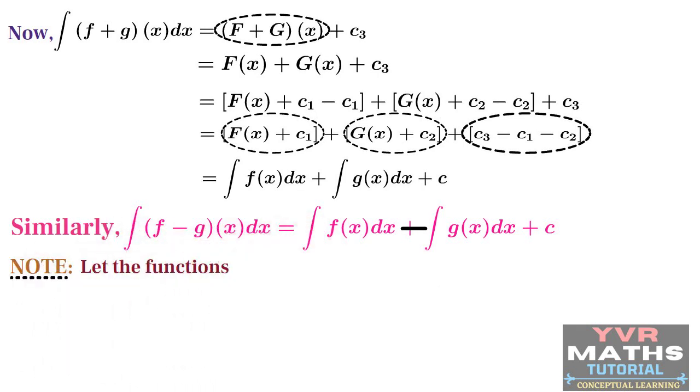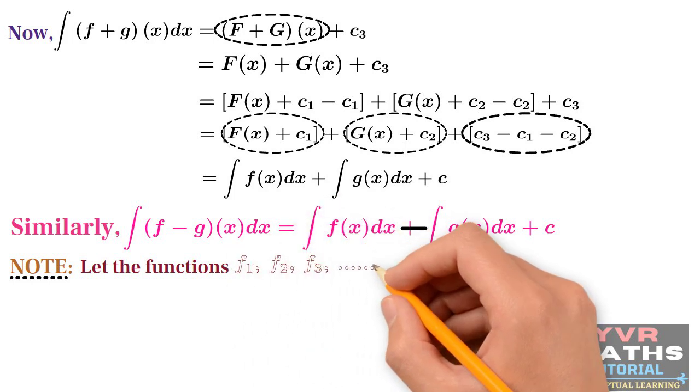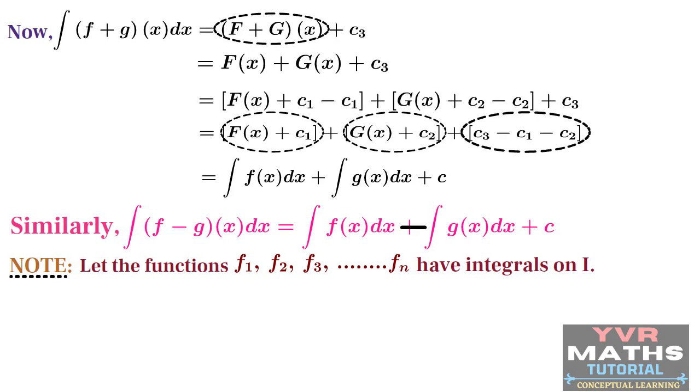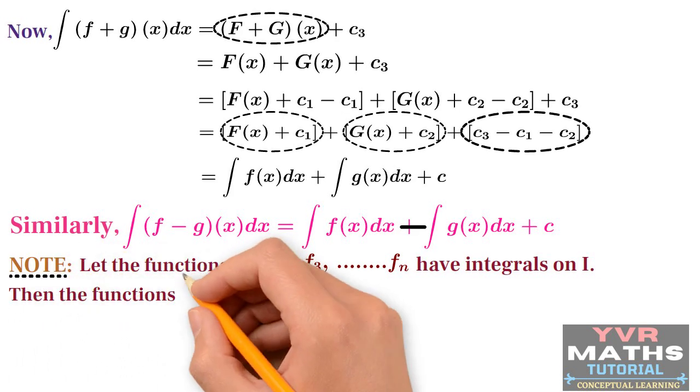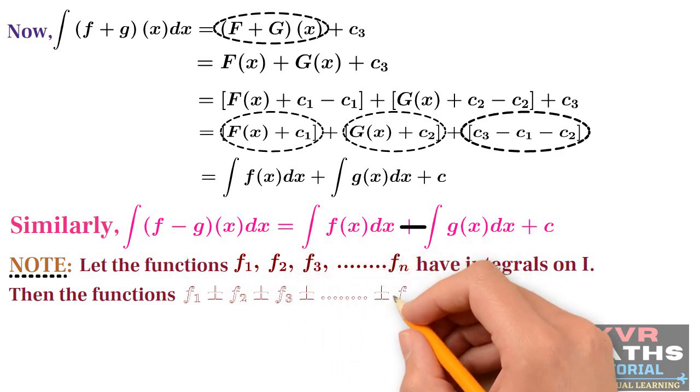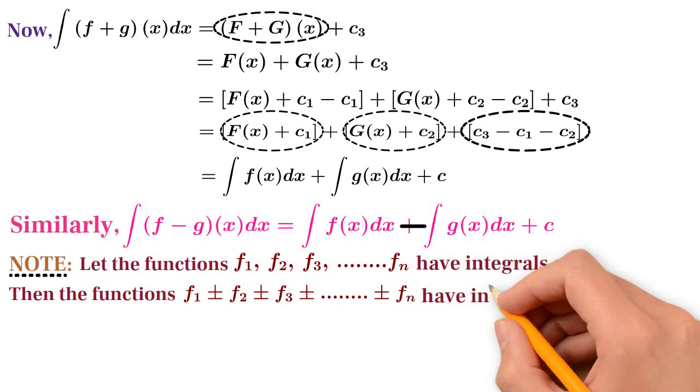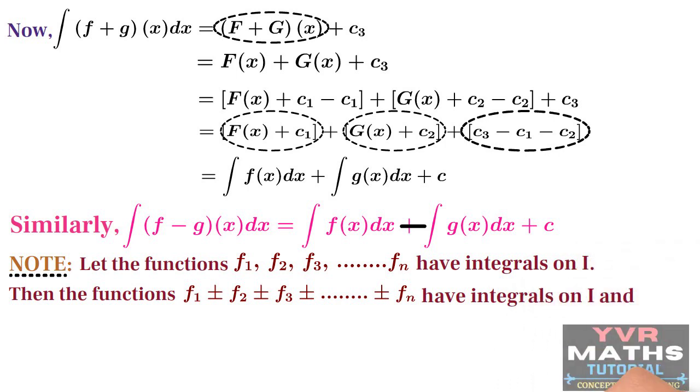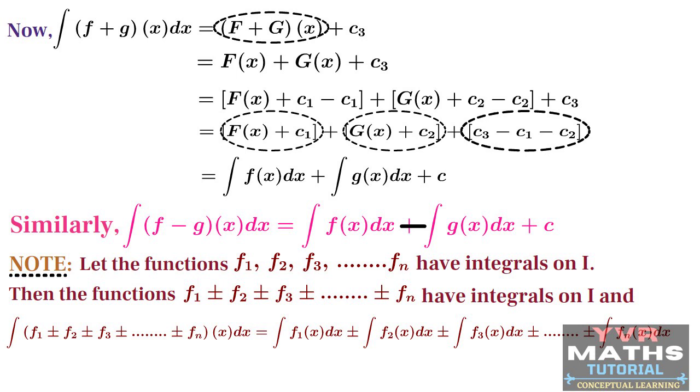Let the functions f1, f2, f3 and so on up to fn have integrals on the interval I, then the functions f1 plus or minus f2 plus or minus f3 plus or minus up to plus or minus fn have integrals on the same interval, and integral of f1 plus or minus f2 plus or minus f3 plus or minus up to plus or minus fn of x with respect to x is equal to integral of f1 of x with respect to x plus or minus integral of f2 of x with respect to x plus or minus integral of f3 of x with respect to x plus up to plus or minus integral of fn of x with respect to x plus c.